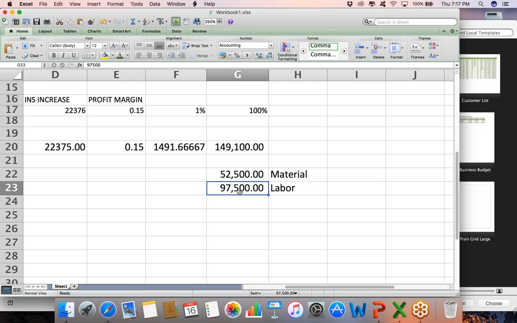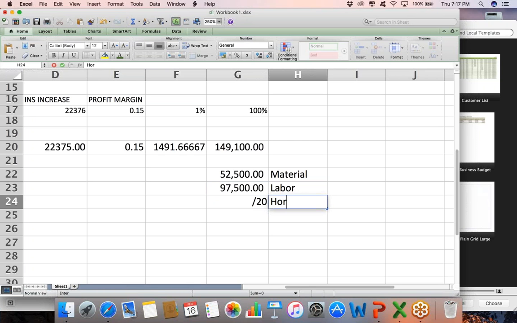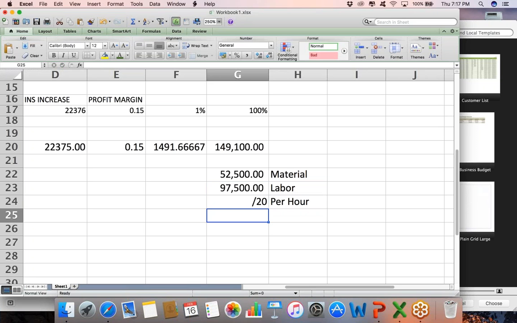So if you take $97,000 in labor, now we're going to divide that by 20. I'm just doing it manually at $20 an hour here because I don't want to try to figure out the formula right now. So check this out: 97,500 divided by $20 per hour. That means we're going to have to work an extra 475 man hours in order to make up that money.